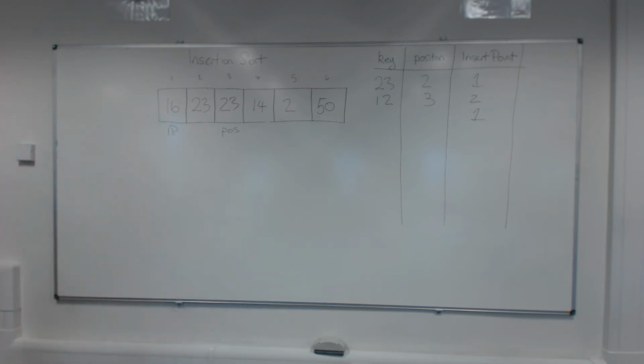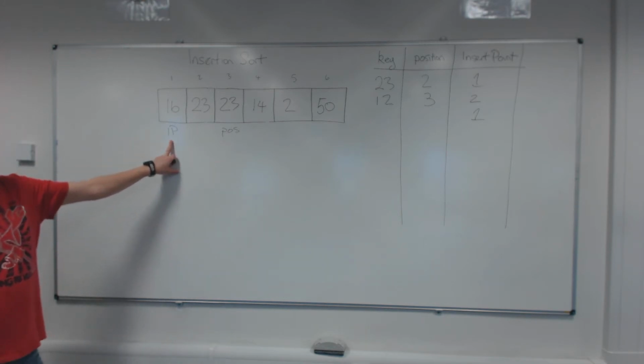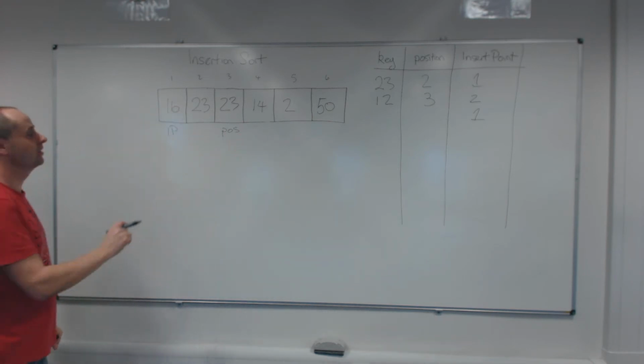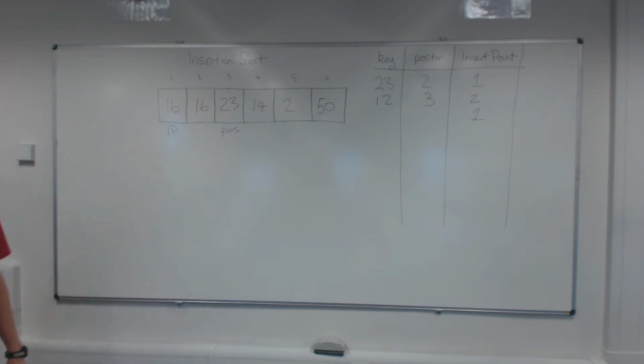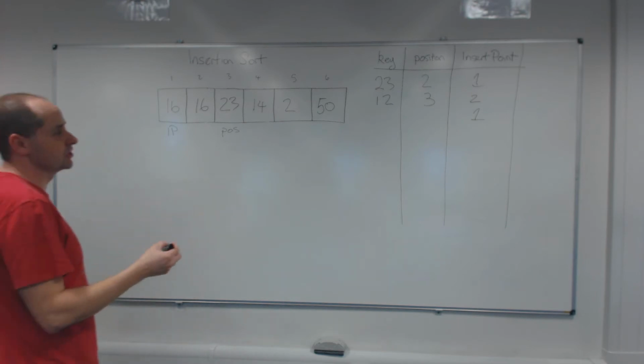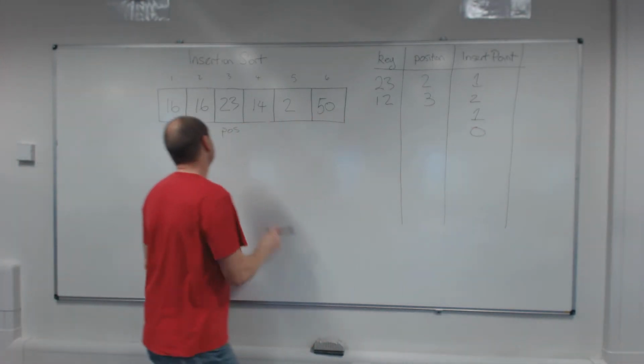So we're going to look back. We're still going with this 12. Is it in the right position compared to the current insert position? And it's not, so we need to shift that across, out of the way. What we then do is reduce the insert position by 1.